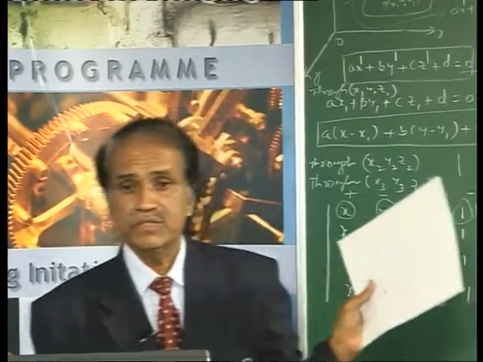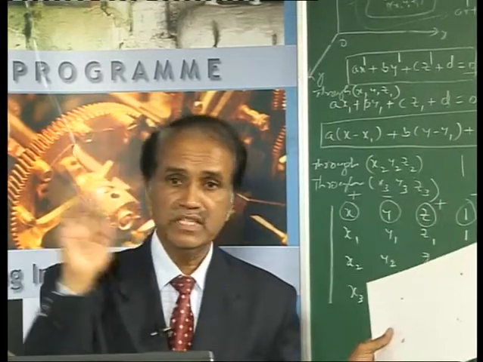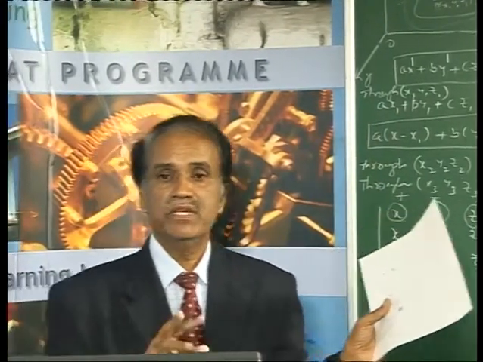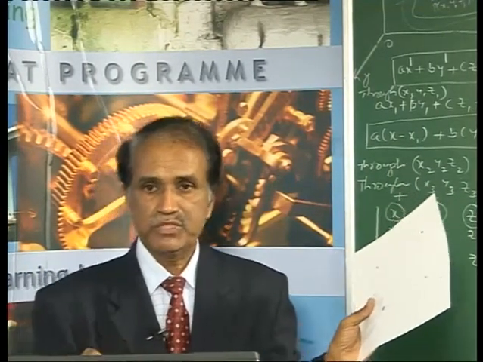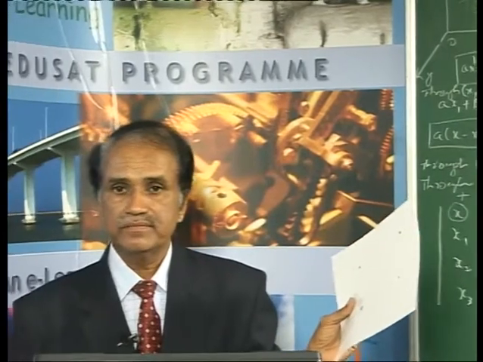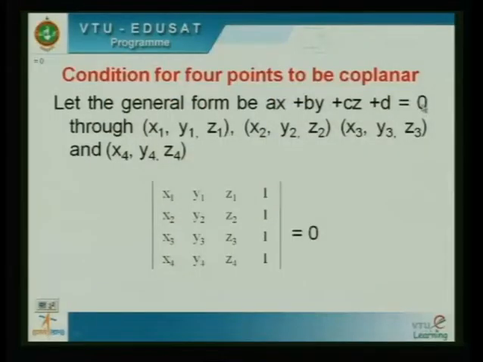That means whatever the points are given, if you substitute in the equation of the plane, they must be equated to 0. Your simplification must come to 0 when you substitute in this equation, ax plus by plus cz plus d equal to 0. The first point x1, y1, z1, if you substitute in this equation, should be equated to 0, and you must prove that it is equal to 0. And x2, y2, z2 in this equation should also simplify to 0. So also the other two points.